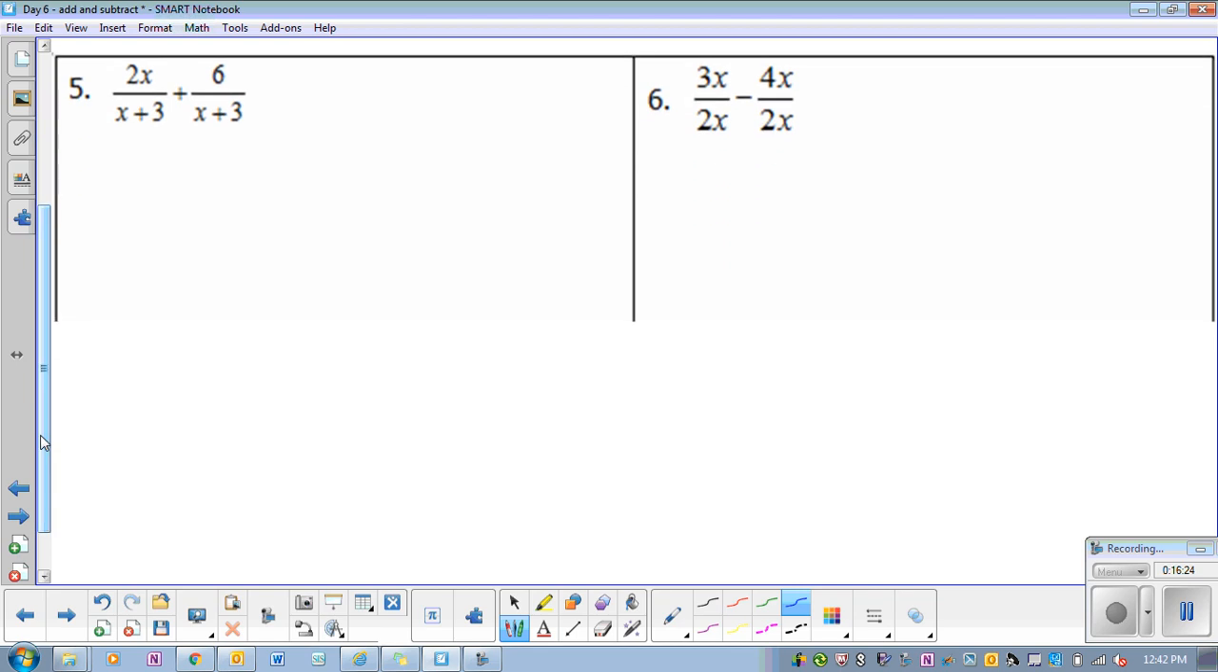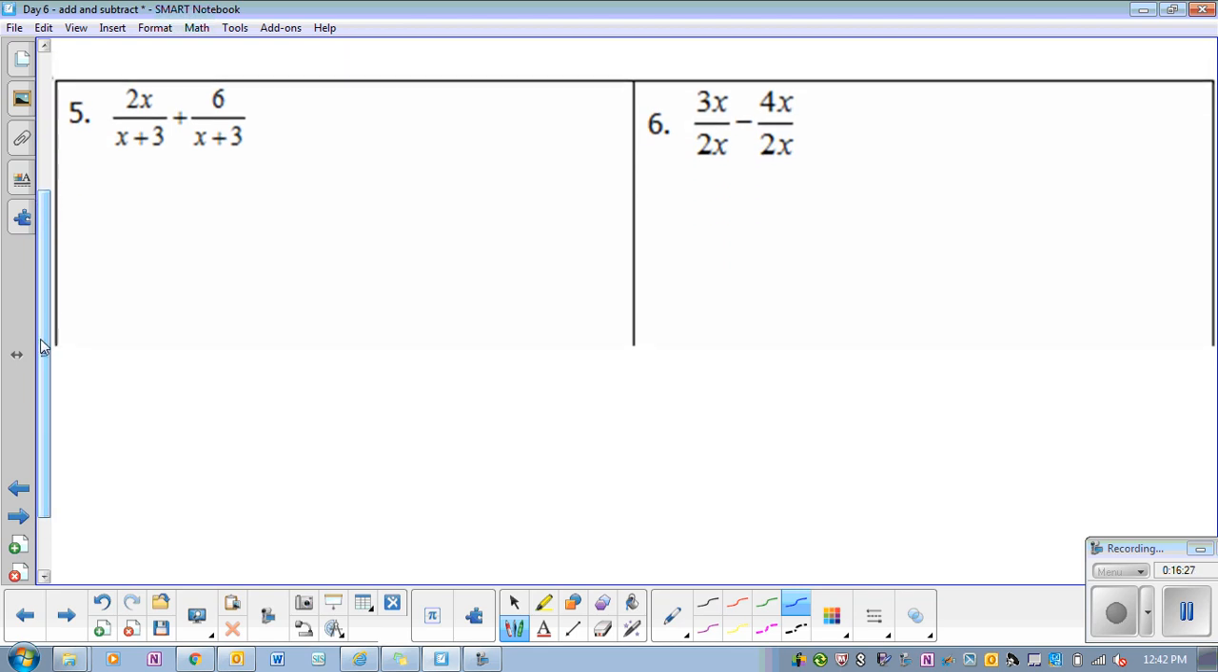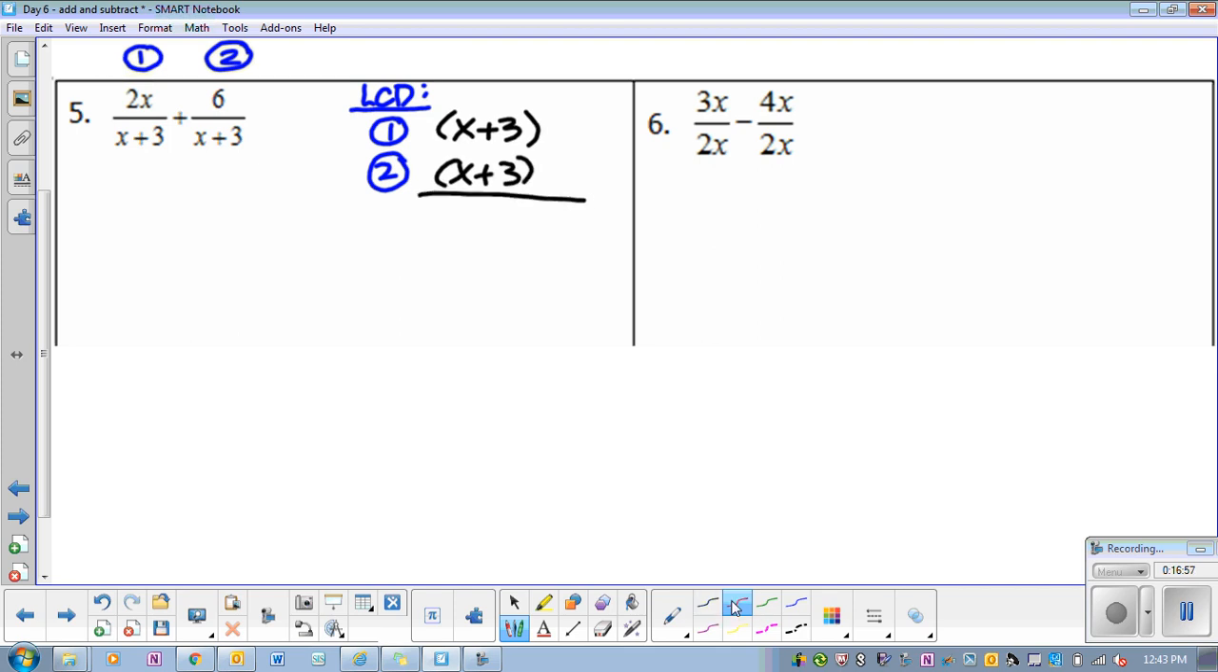So number 5. Okay. I have 2x over x plus 3 plus 6 over x plus 3. Well, what do you notice about this? The denominators are already the same. Yeah, your denominators are already the same, right? So you don't really have to do the long way of finding the LCD, but if you wanted to try out this method, fraction 1, your denominator is x plus 3. Fraction 2, your denominator is x plus 3. Well, what do they have in common? x plus 3. So that is your LCD, okay?